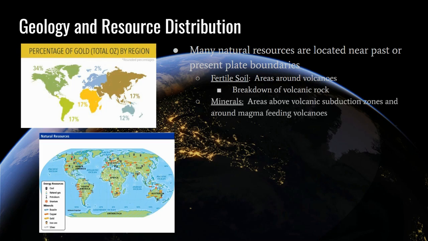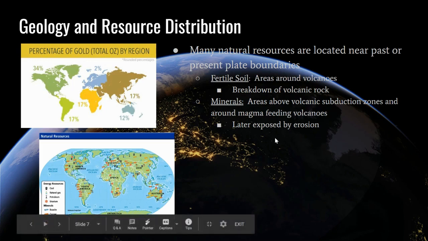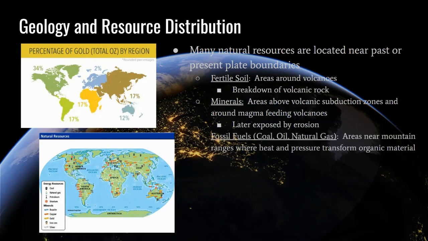You also see areas of minerals or deposits of minerals in areas above volcanic subduction zones and around magma-feeding volcanoes. In other words, the elements that make up the middle part of the Earth are brought to Earth's surface through volcanic eruptions. And eventually, because of erosion, those minerals then become exposed and people begin mining them, things like gold and silver and copper and stuff like that.